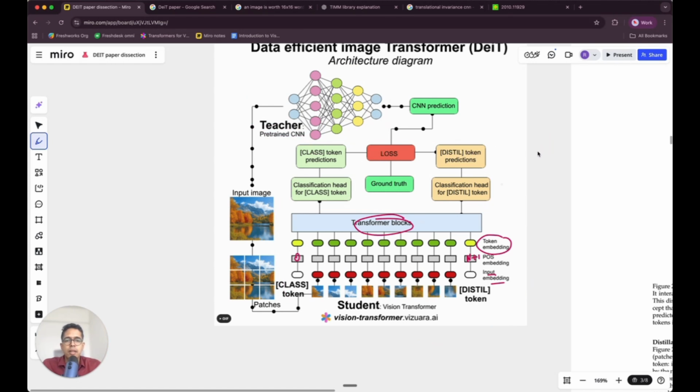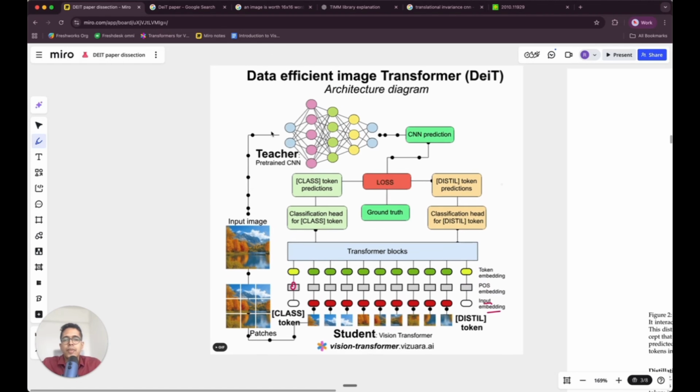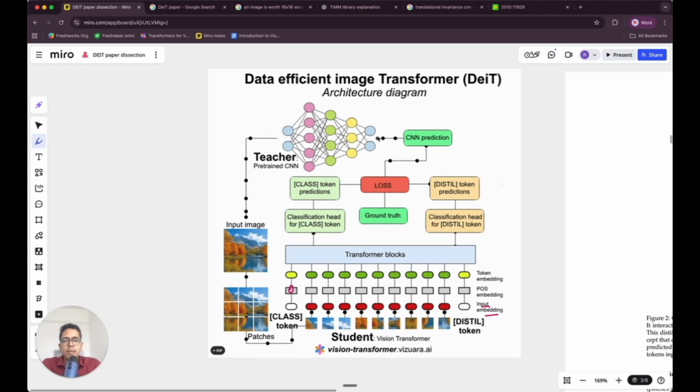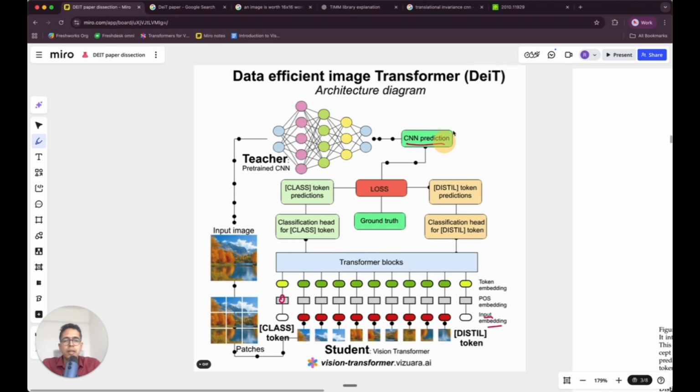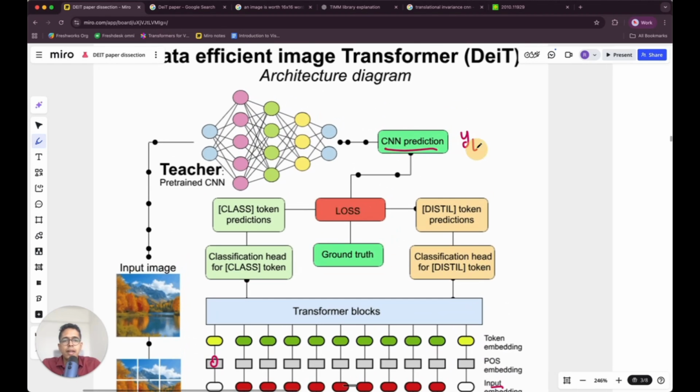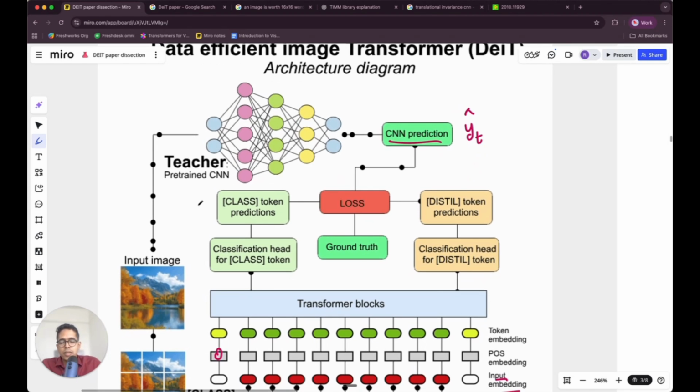Now let me just delete all of these annotations. Now, what will the teacher do? For the same input, the teacher will make a prediction. Let's call this Y teacher cap. The class token will have a prediction. Let's call it Y class cap. This is the student, by the way, and this is Y distillation token cap. And there is the ground truth, which we call Y.